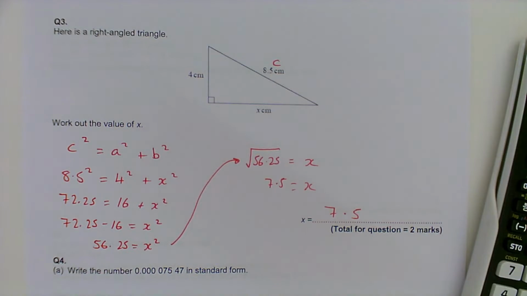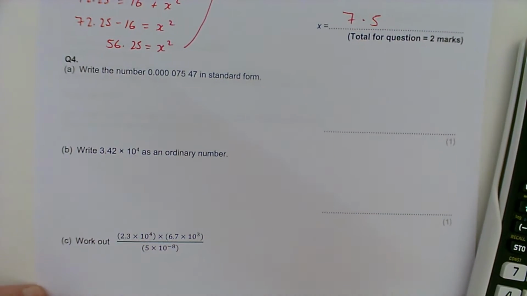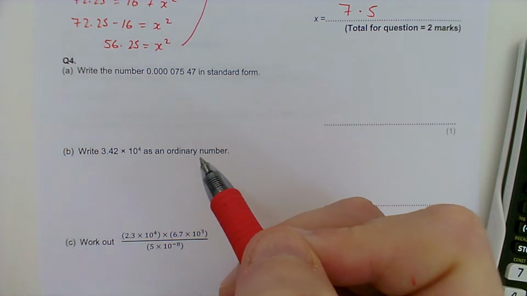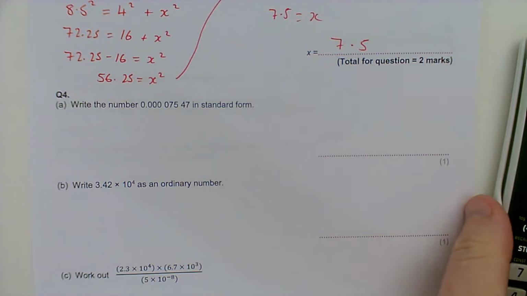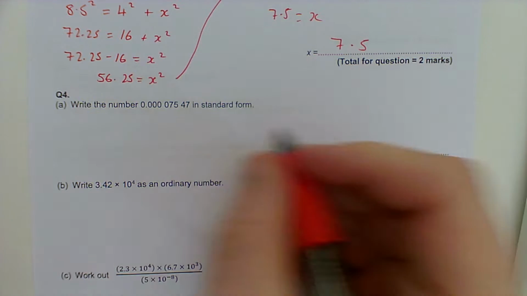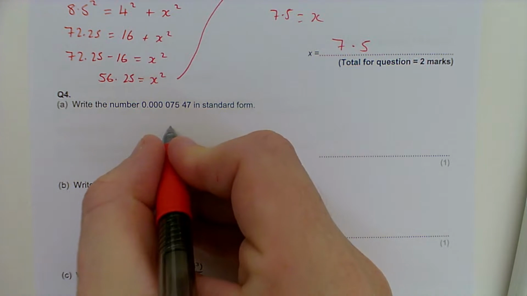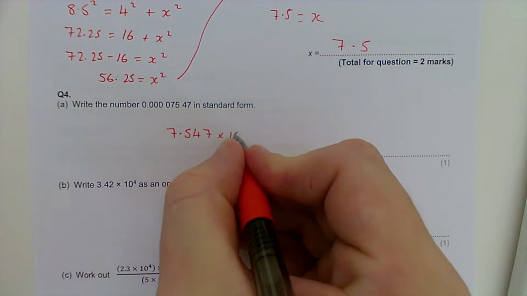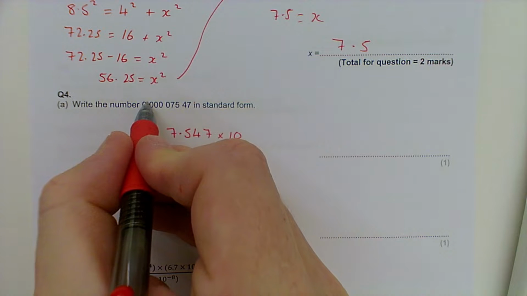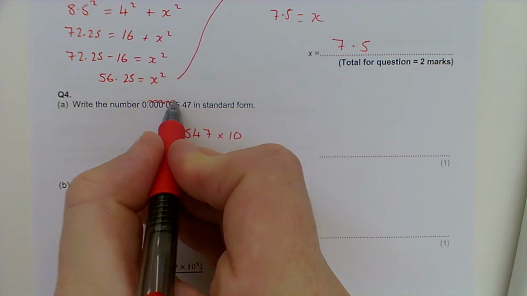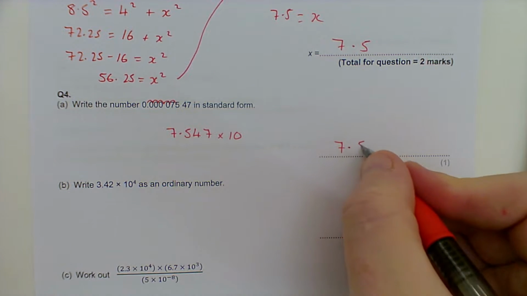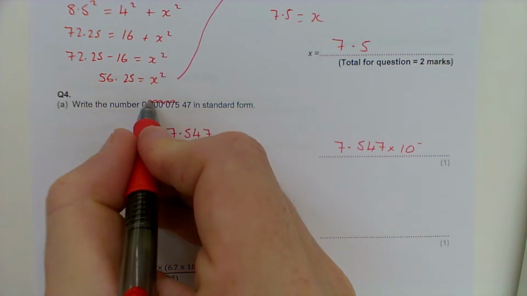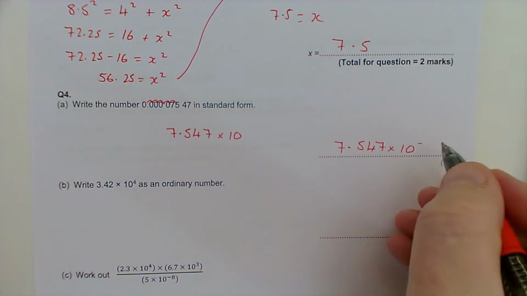Okay, so Pythagoras there. For the next bit, write the number 0.00007547 in standard form. Well, if you remember with standard form, we need the number after the 7. So the decimal's going to go after that 7 there. So it's going to be 7.547 times 10, and I've got to work out how many jumps it would take. So 1, 2, 3, 4, 5. So 7.547 times 10 to the minus, I've forgotten already, 1, 2, 3, 4, minus 5.